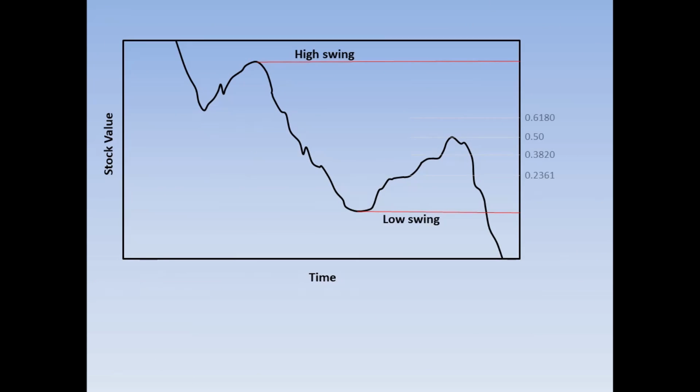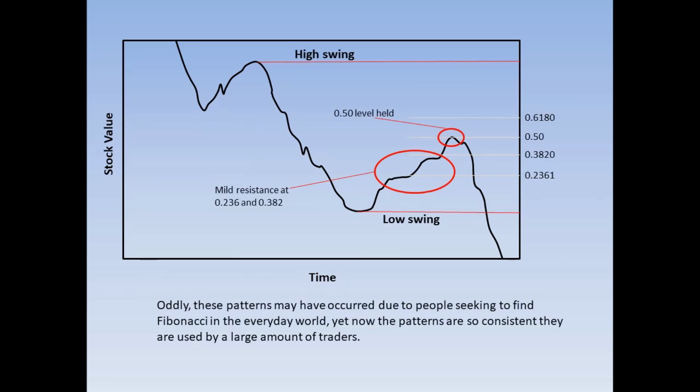By taking the high and the low swing, we can divide the area using these Fibonacci ratios. At these points in the market, there is a high probability that they will either receive support or resistance, allowing traders to predict patterns and invest appropriately.